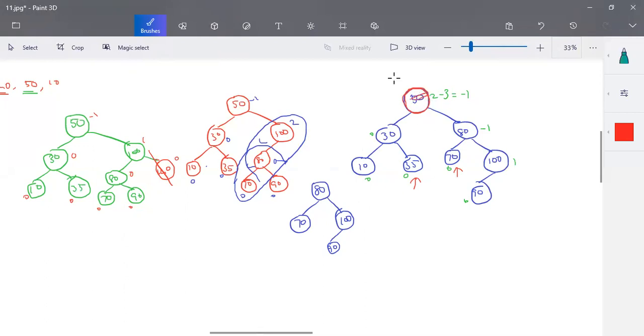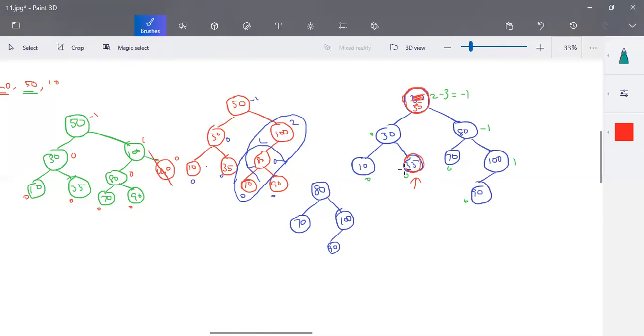I will go with this left hand side. I take the highest value over here. The highest value in this side is 35. So I replace 50 with 35 and I call the procedure for deleting 35. The procedure will be repeated again.